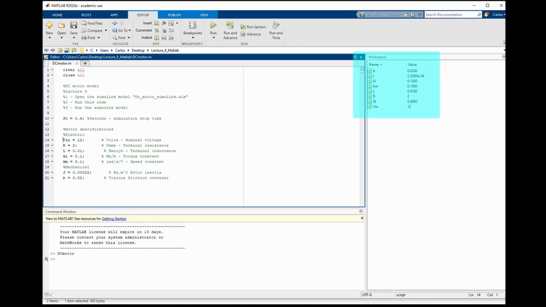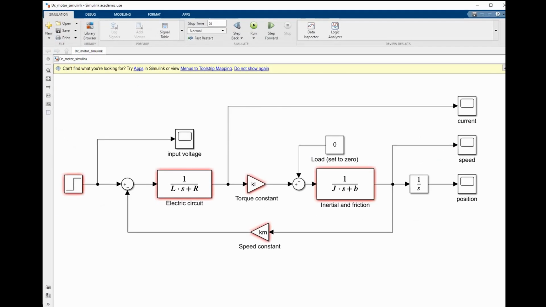The workspace is shared with Simulink. Now these variables can be used in Simulink. And then open the Simulink model. This Simulink model is the exact representation of the block diagram we covered in the lecture. We have two transfer functions, the electric and the mechanical transfer function, two gains, an input, an integrator, and the scopes that will plot a given variable over time.